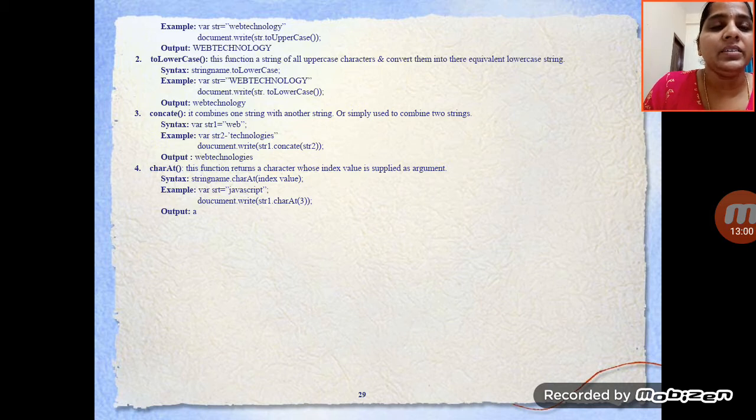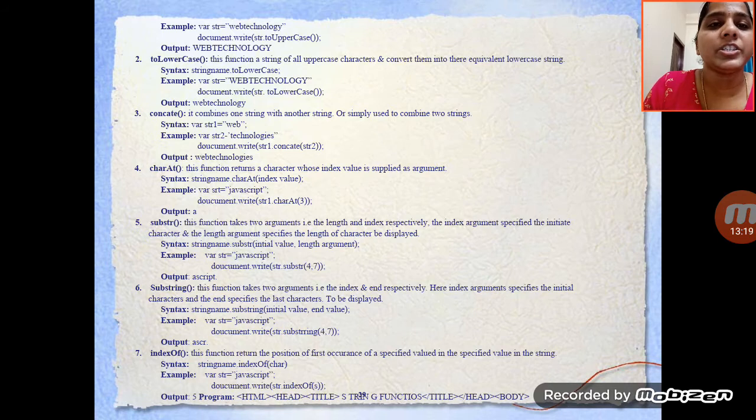And charAt, this is a function that returns the character whose index value is supplied as an argument. In this, string name and charAt and the index value will be there, and then you have to take a string. JavaScript is the document and return then, and charAt, and this is an output for this, a. And then substr only.